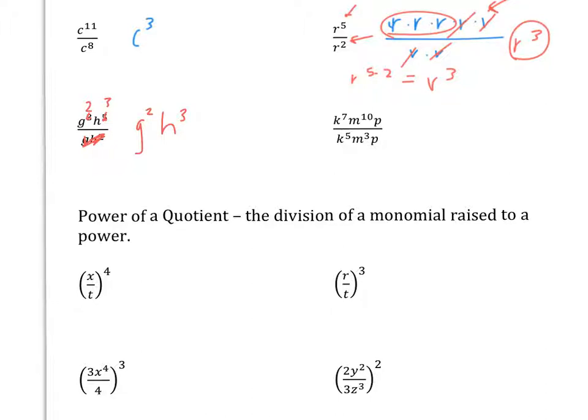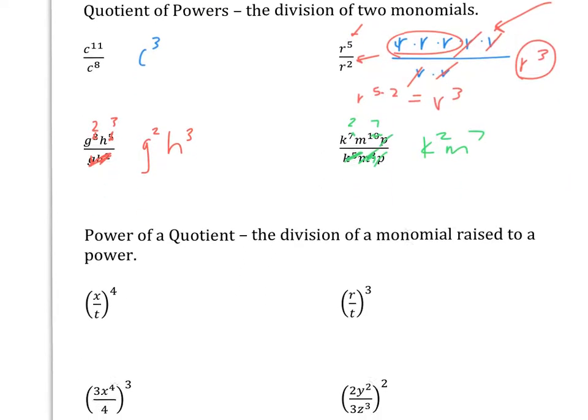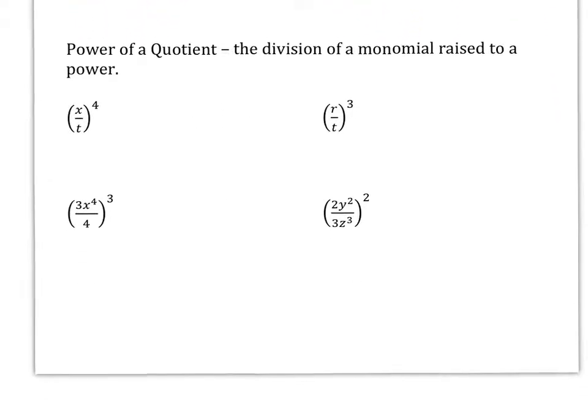Okay, this last one, k to the 7th over k to the 5th, if I take away 5 from the bottom, I'm left with 2 on top. M to the third, take away 3 from 10 and get 7. And then p to the first over p to the first, those will cancel out. So I will just get k squared m to the 7th. Okay, and again, more to come on quotient of powers rule. We'll see in our next video. We'll add on to that a little bit.